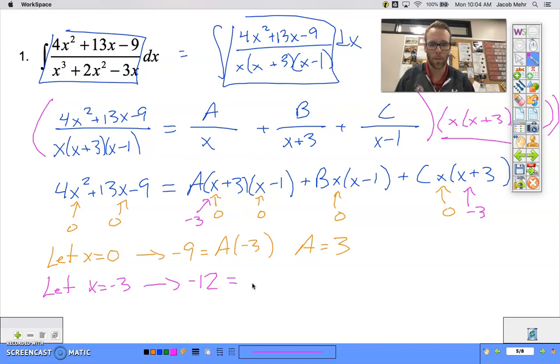How about the negative 3 for this one? B times, what do we have? Negative 3. I'm just going to write this out so I don't goof it up. Times negative 3 minus 1. Now this term is gone. So we have negative 12 equals, this is negative 3 times negative 4, which is 12. So negative 12 equals 12b. And we have b equals negative 1. Okay, excellent.